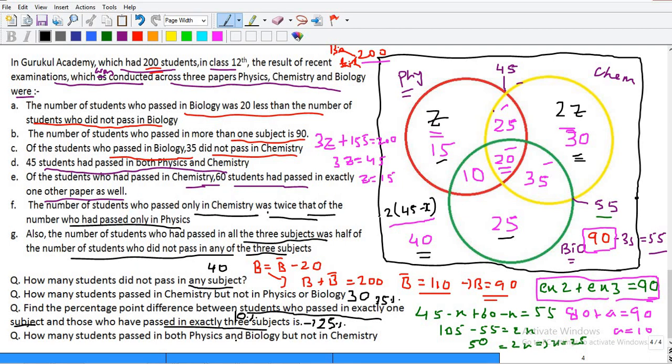How many students passed in both physics and biology but not in chemistry? So those who have passed in both physics and biology but not in chemistry are these 10 students. So the correct answer is 10. So this was your complete set. Thank you everybody.